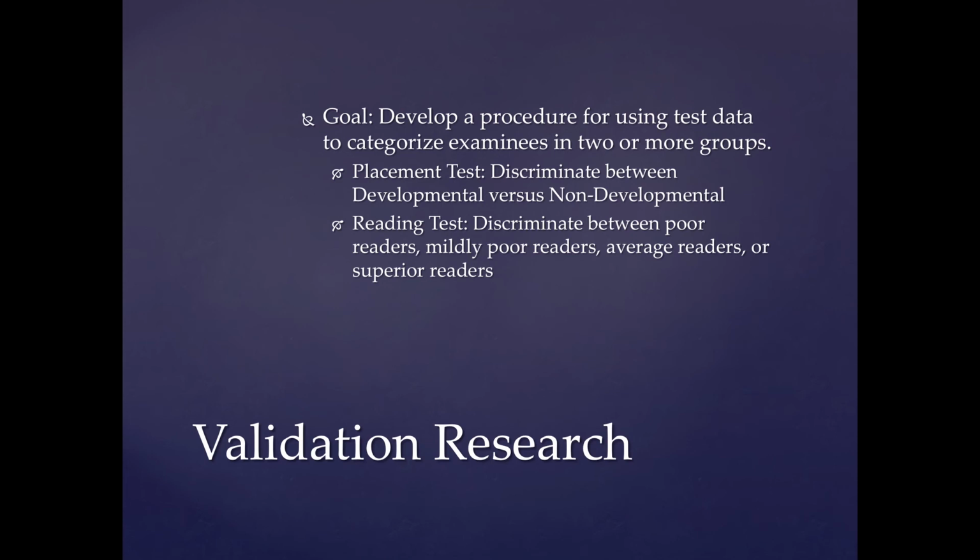Or we may have a reading test that we would like to be able to discriminate between who we would classify as a poor reader, a mildly poor reader, average reader, or superior reader. Now the focus here is I want you to realize that as we bounce this new technique called discriminant function analysis off multiple regression and logistic regression, keep in mind here that the classification procedure can be over 2, 3, 4 groups. The reading test example there actually is trying to discriminate across 4 groups.